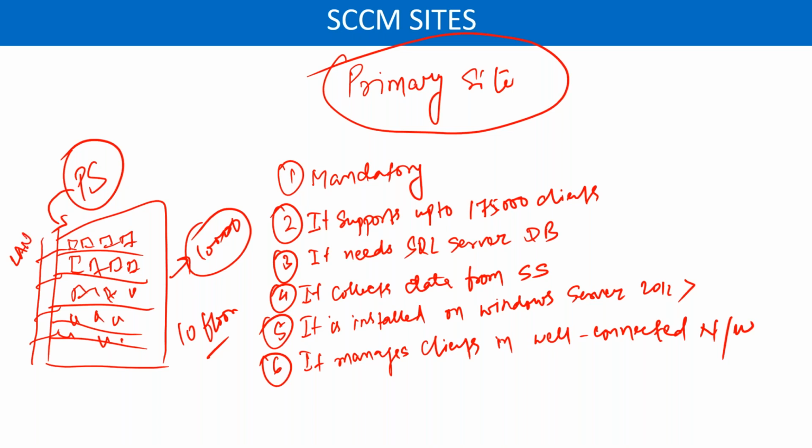Suppose you have devices on WAN network, that means your headquarters is in New York and your branch office is in London. If you have, let's say, 5,000 devices in London, then primary site will not be able to fulfill the requirements of all these computers, because they are not on the LAN network. They are on wide area network. Wide area network is limited, with limited connectivity, so chances are very high to choke up the network if you send packets to the London computers. So what we need is a secondary site.